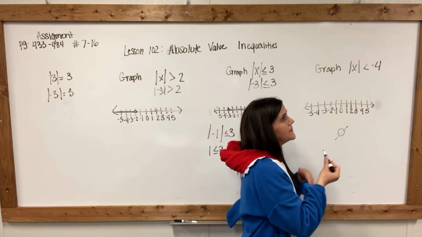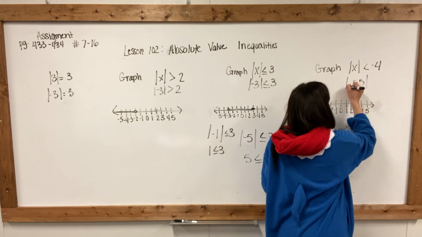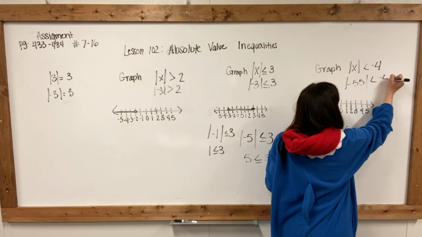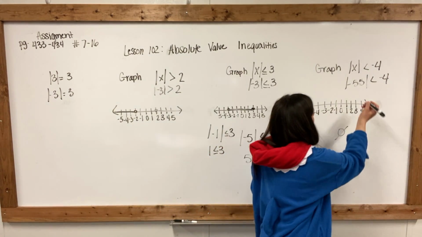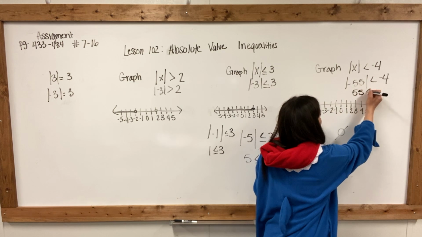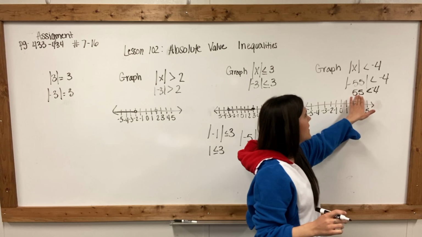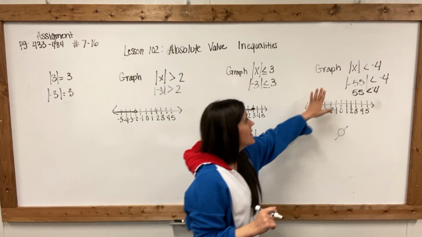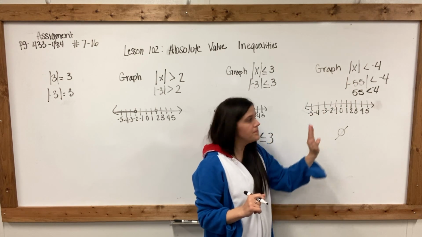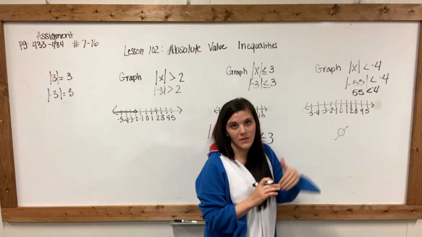So let's try -55. I'm just going to plug that in, okay? The absolute value of -55 would be +55, right? So 55, that's not going to be true, because 55 is not less than -4. So there is nothing that would make this statement true. So this is an empty set, and we would not graph anything on this line.